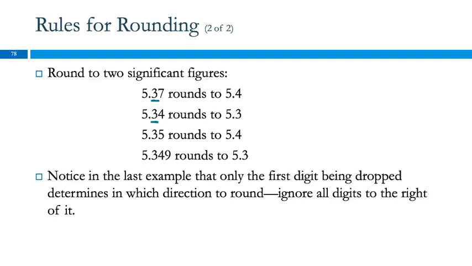Well, I'm keeping the 5.3. The next digit's a 4. 4 or less rounds down, meaning I just knock them off, it's 5.3. With 5.35, if the first digit I'm getting rid of is a 5, I round up, so that's 5.4.